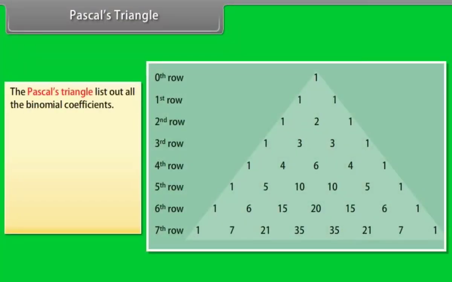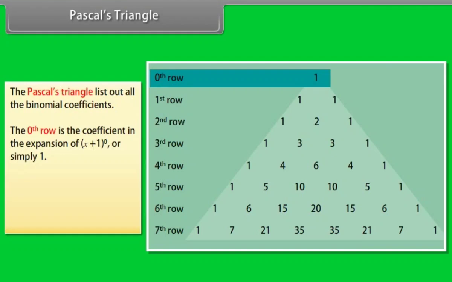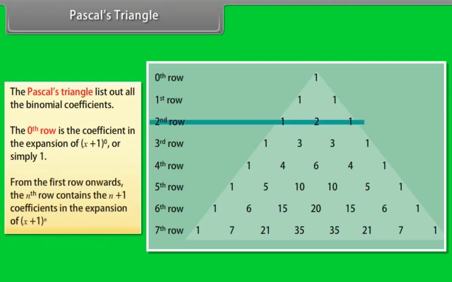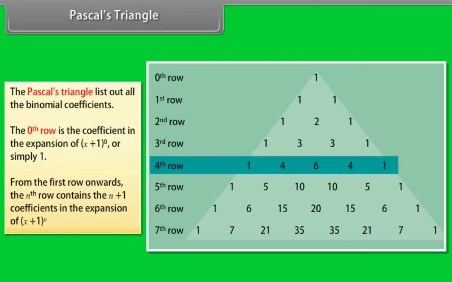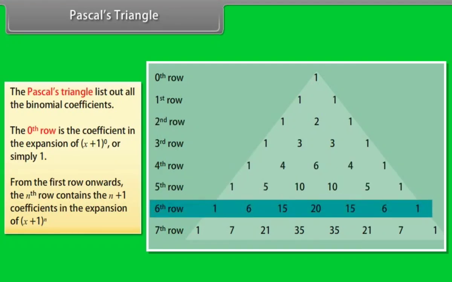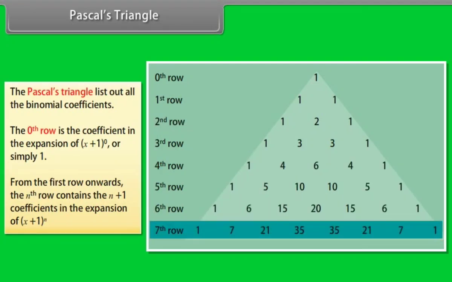Pascal's triangle. Pascal's triangle lists out all the binomial coefficients as shown in the figure given below. The zeroth row is the coefficient in the expansion of (x+1)^0, or simply 1. From the first row onwards, the nth row contains the n+1 coefficients in the expansion of (x+1)^n.